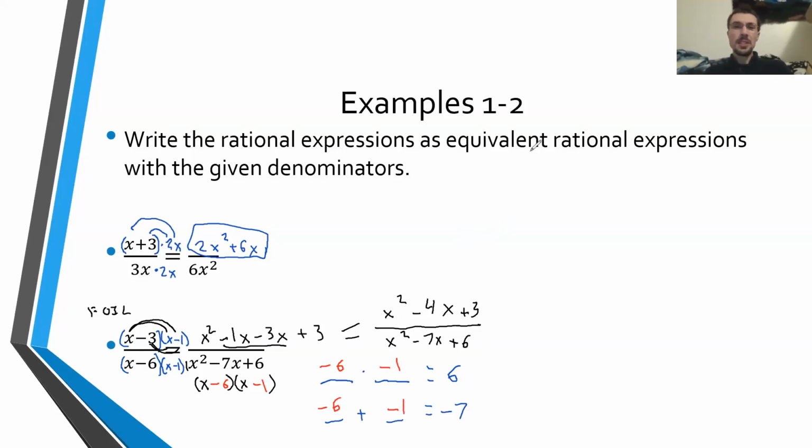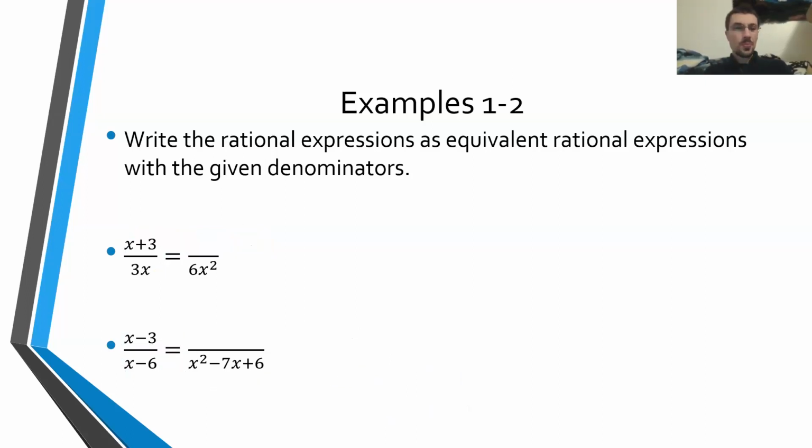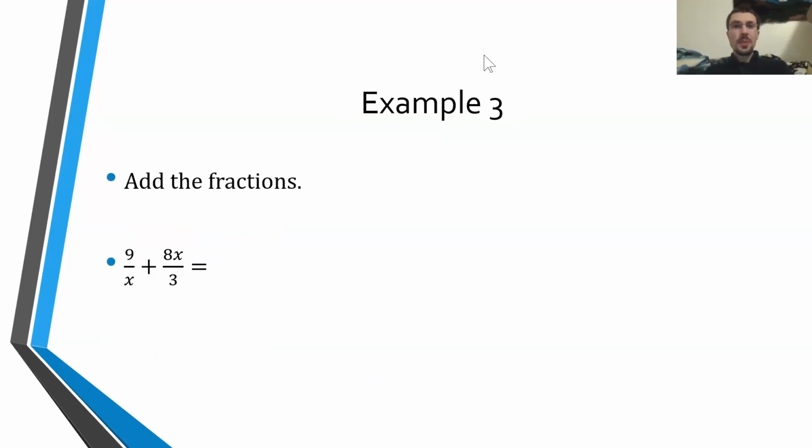Now let's use these skills to actually add some fractions. The first step in adding fractions that don't have common denominators is to find the LCD, like we did in the previous video. For this problem, the LCD is pretty easy. It's going to be a 3x. Which one has more x's? The first fraction. Which one has more 3's? The second fraction. Multiply those together to get the LCD of 3x.